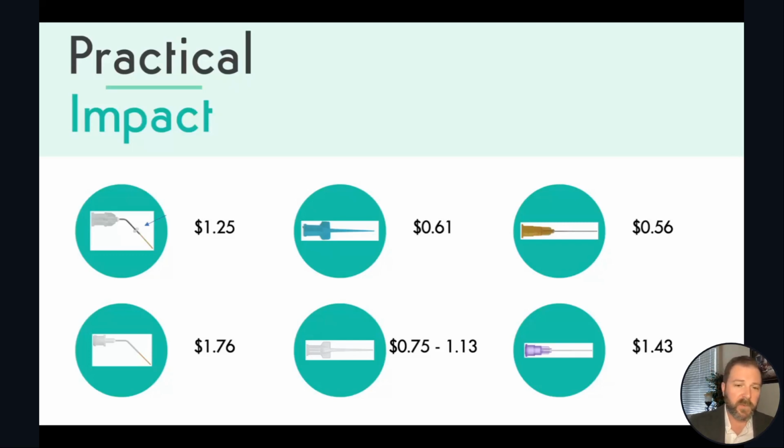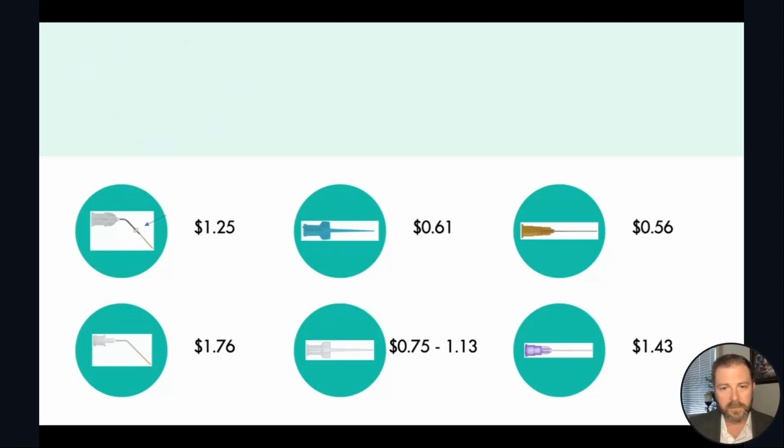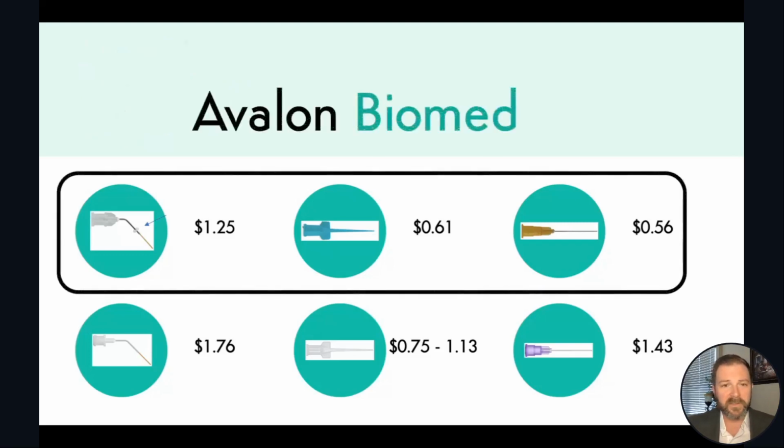So why is there a difference between the top row and the bottom row? Well, they're all relatively the same, but this is Avalon Biomed's pricing. So my thought here is that even if you're using another brand of sealer, you should be using Avalon Biomed's tips. They're going to save you money by using exactly the same tip that you've been using. And again, my favorite tip has that stopper on it. I use it religiously on nearly every single case I'm doing these days.